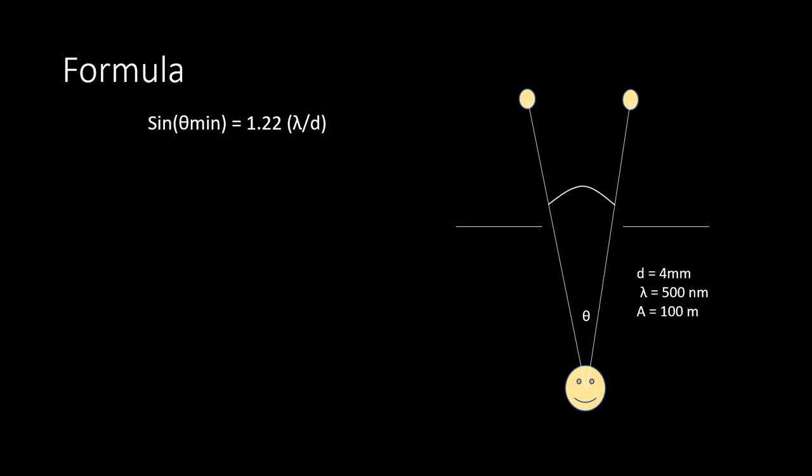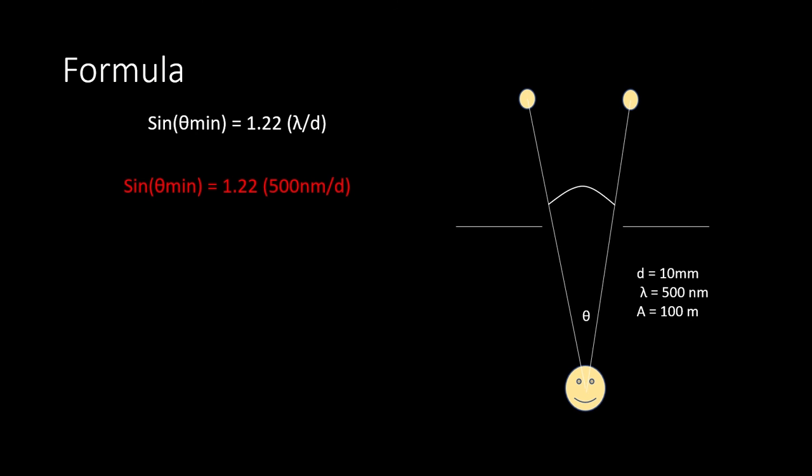And so I want to walk through this math and how it works. Say we have two objects that are 100 meters away. The wavelength is 500 nanometers. We'll say the light is passing through a 4 millimeter pupil. What is the smallest distance that we can decipher between these two objects?